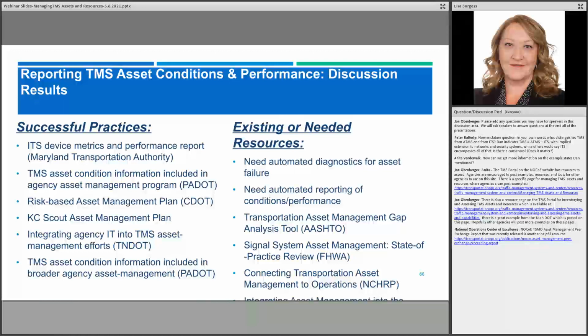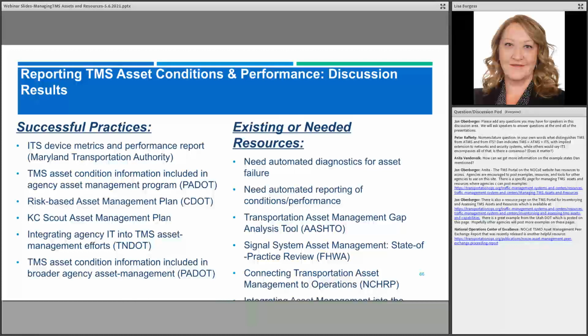Some of the other tools, many of these very recent: the signal system asset management, connecting transportation asset management to operations, a recent publication there through NCHRP. Some of the other tools through AASHTO, or integrating asset management into the planning process, may need to be reviewed and perhaps updated to see what aspects of TMS asset management could be integrated into both of those tools and documents.